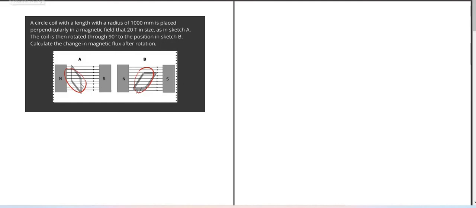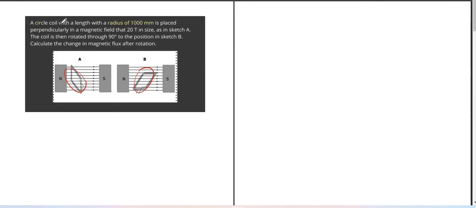Okay, so I decided to change this question a little bit. Remember, initially your coil of wire was rectangular in shape, and now I'm saying imagine if it was just a circle, right? And in that scenario, it has a radius of 100 millimeters.